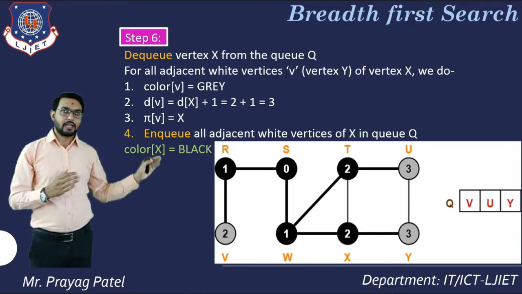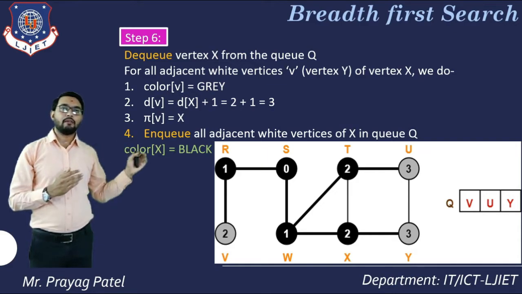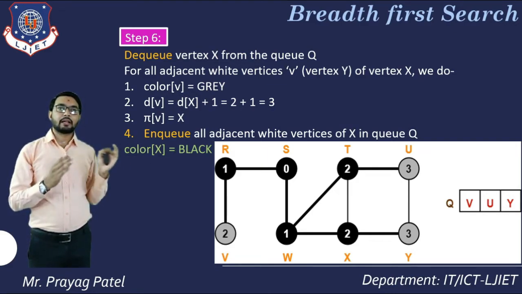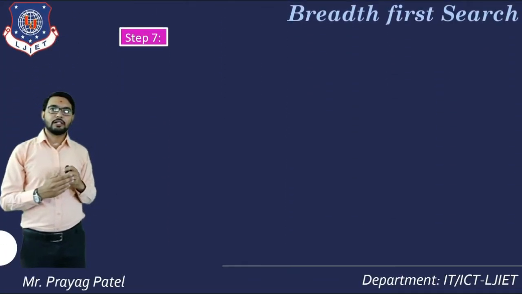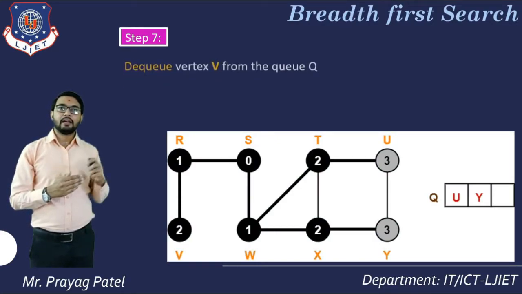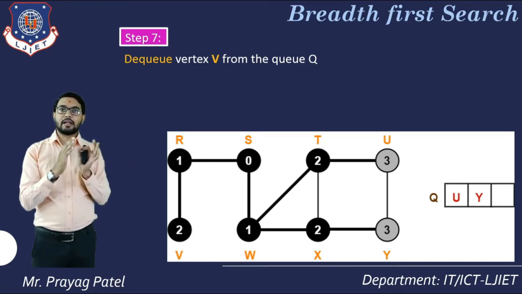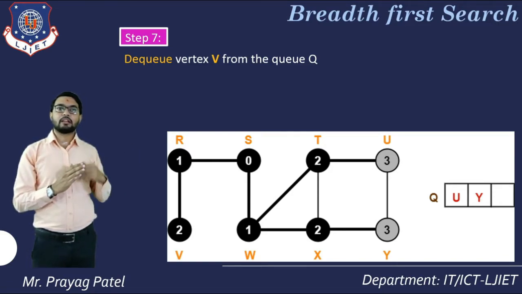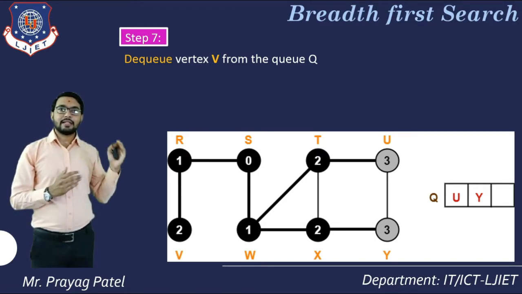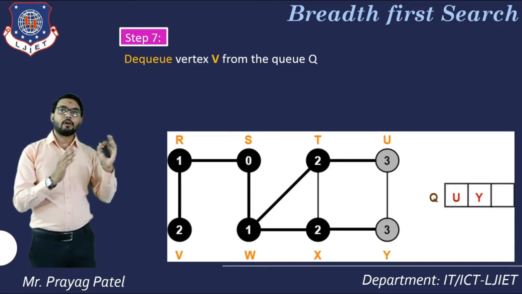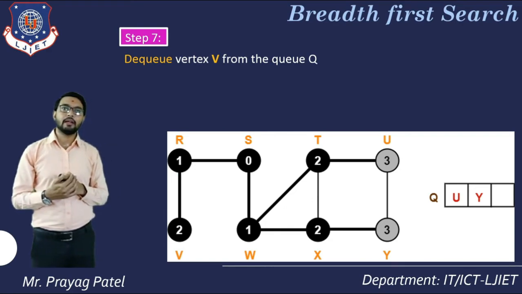Now consider the first element from the Q. In Q there are three elements: v, u and y. Out of these three elements, consider the first element and remove it from the Q. The first element is v, the second element is u and the third element is y. So first we remove v, meaning we dequeue vertex v from the Q. So in Q only two elements remain, u and y.